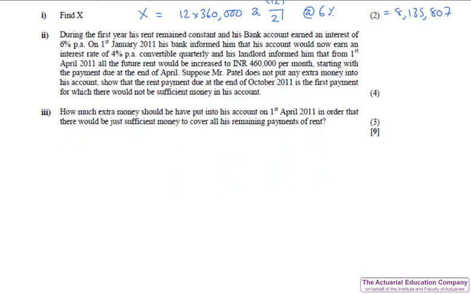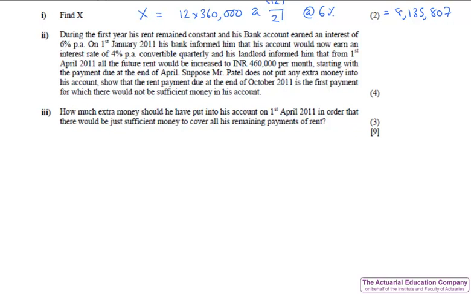We're told everything remains the same for the first year, but at the beginning of the second year, the interest rate will now drop to 4%, convertible quarterly. And then what's more, the rent will increase to $460,000. And we're going to show that we run out of money at the end of October 2011.